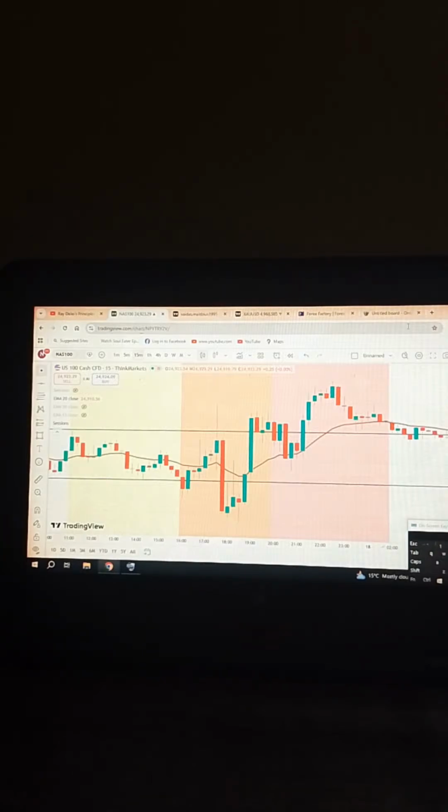Like in Forex, you don't need to complicate things. You only need just one system for it to be profitable. So this is for NASDAQ, yeah. This is for NASDAQ 100.